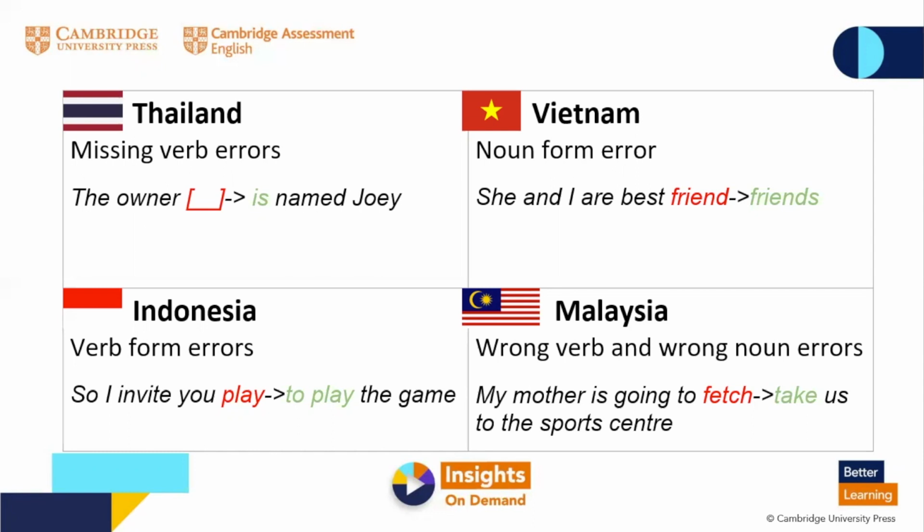And I hear things like this all the time when I travel to Malaysia. Things like, my mother is going to fetch us to the sports center instead of take us. And this is, of course, just a snapshot. And we know all of these error types are problematic in this region. And whatever country that you teach in, you probably know what errors your students are going to make again and again and again. And if you speak a little bit of the local language, you might even see some of the influence that that local language has on why that error is what it is.